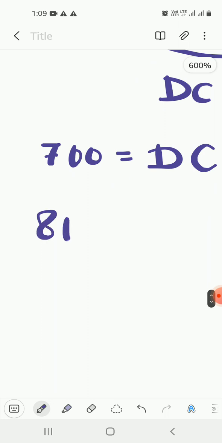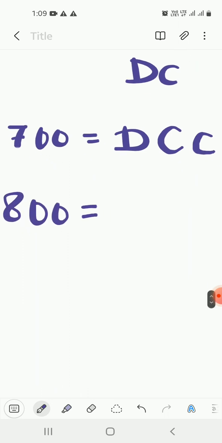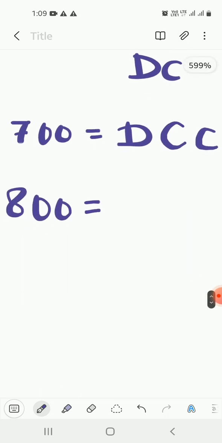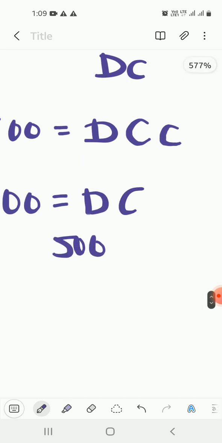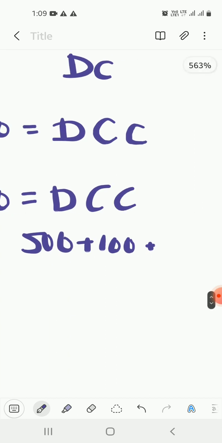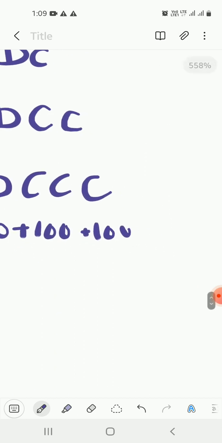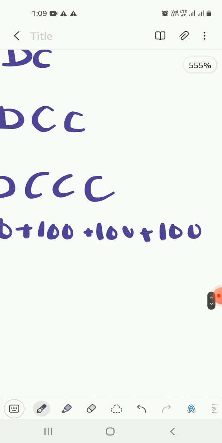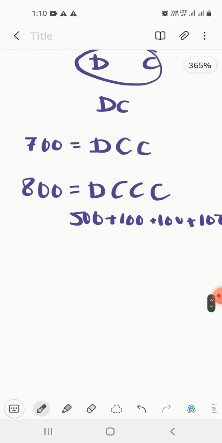For 800, it would mean 500 plus 300, which means D, that is 500, C, which means another 100, and C another 100, and lastly another C, which is another 100. So this comes to 800.